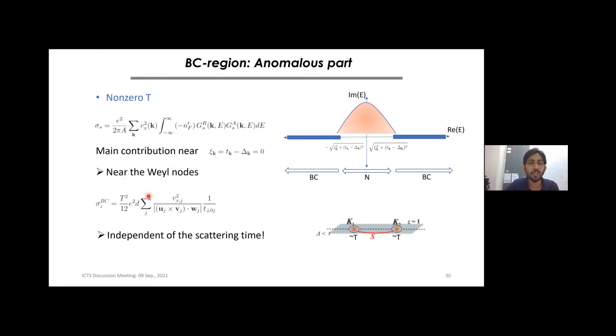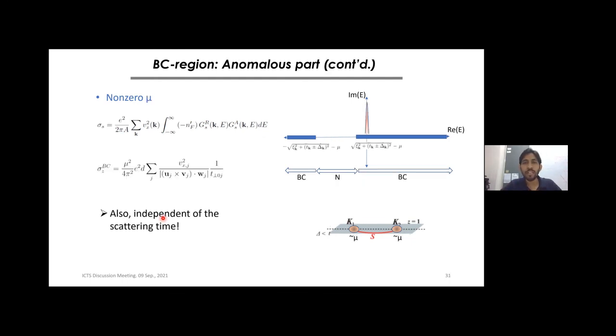And if you carry out this calculation, you can see that it goes as t squared, with some velocity squared, where these velocities are no longer the average, but the velocity that is appearing just at the Weyl nodes. That's what this index is. The most interesting part of this result is that nowhere does tau appear in this expression. This expression is completely independent of the scattering time, which is very unusual because how can conductivity be independent of the scattering time? Let me not belabor the point.